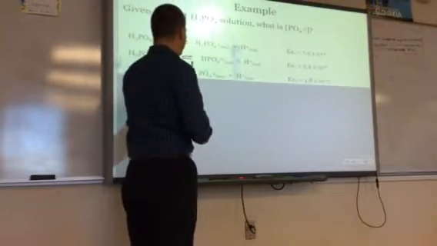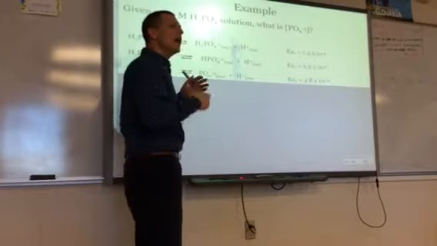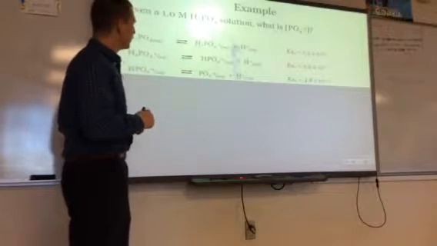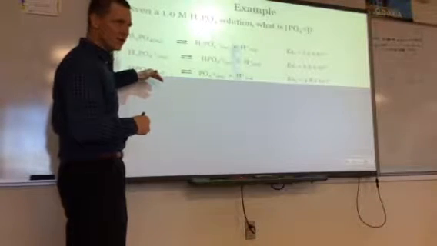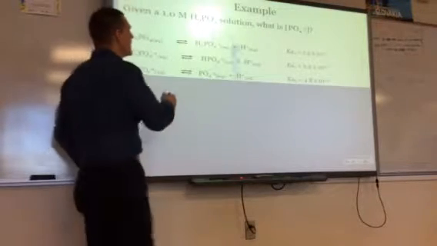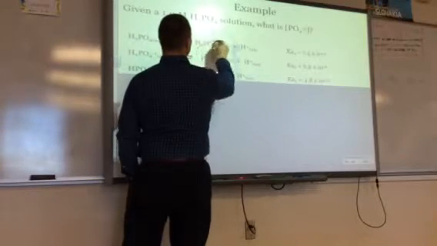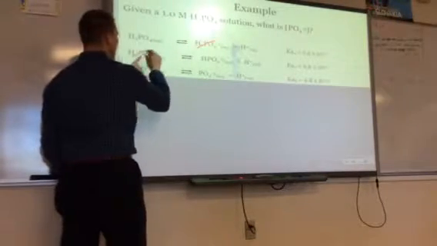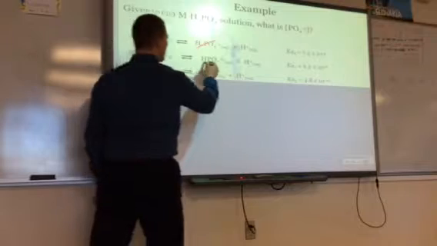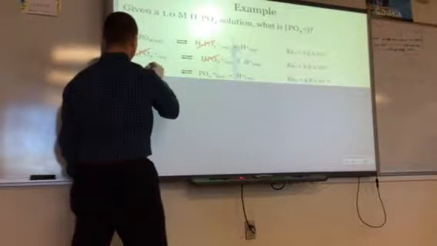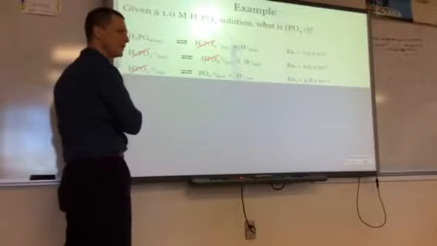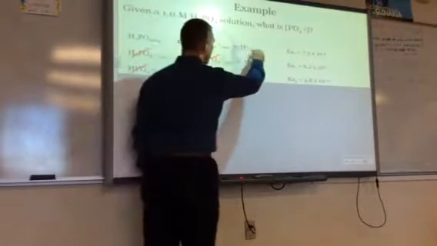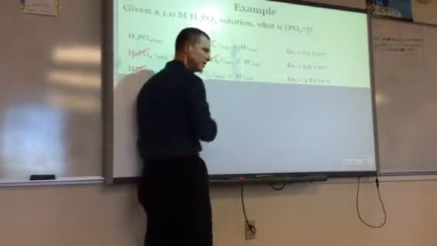Rather than doing 3 ice tables, a quick shortcut would be this. How about we add all 3 of these equations together? You remember doing that, adding equations together? I think that this thing would cancel out that thing, and then that would cancel out that, and we would be left with just H3PO4 on the left, and then 3 hydrogen ions and the phosphate.